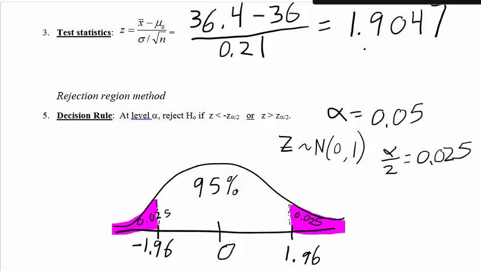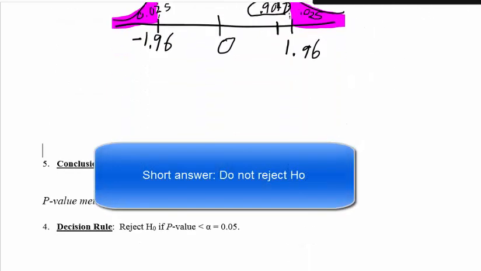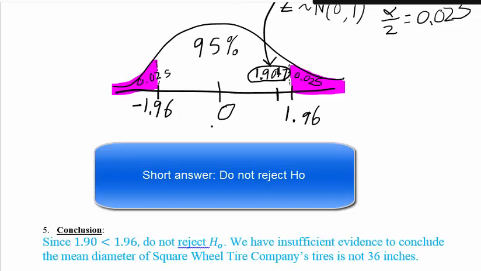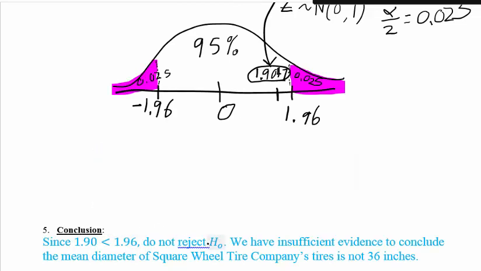Well, let's check it out. 1.904 falls around there. So it did not fall into the rejection region. Therefore, we can make a conclusion. As my test statistic didn't fall into the rejection region, do not reject the null hypothesis.